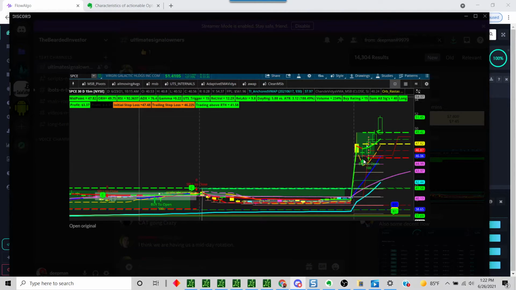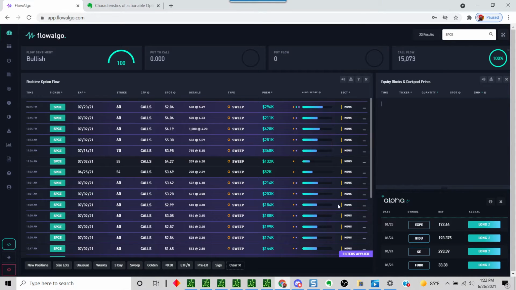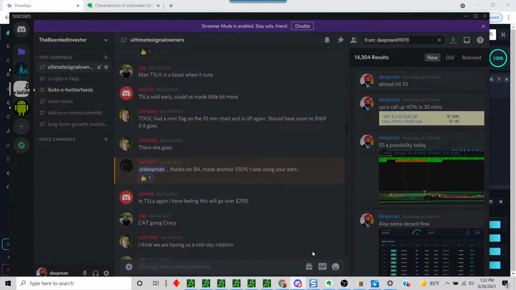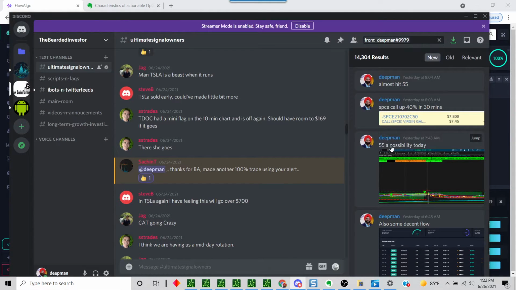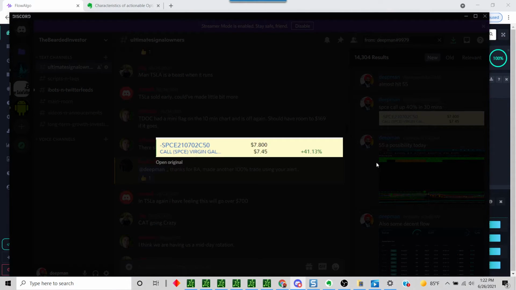So two things happened. First, I already saw a buy signal here. It says buy to open. So that buy had already triggered on SPCE, and then on top of that, we had this flow occurring as well. And so I mentioned that 55 is definitely a possibility, and this was at 7:43 a.m. Pacific Standard Time.